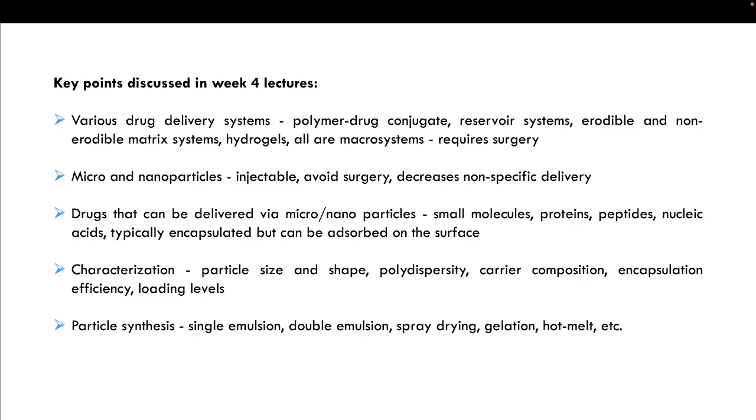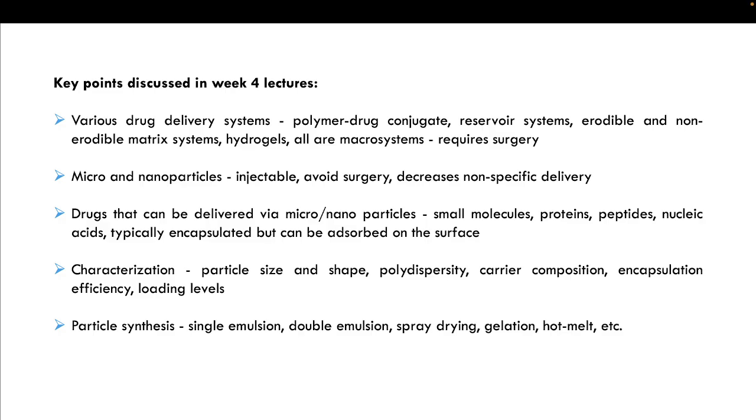Then a lot of discussion has been done on particle synthesis in these lectures. Particle synthesis could be done with a single emulsion method. It could be done with double emulsion method. We'll talk in detail about these methods as well. And there is something known as spray drying. You use a very specific instrument known as a spray dryer to make these particles.